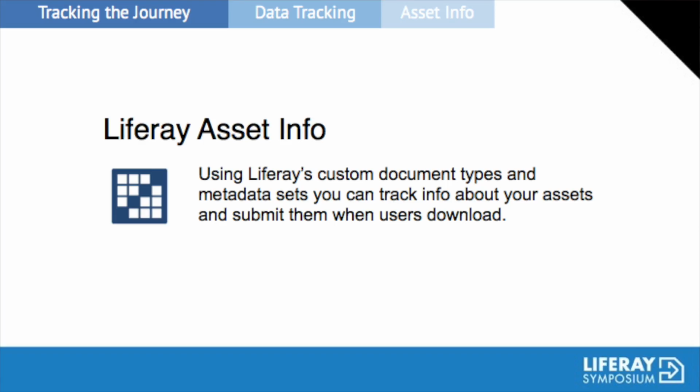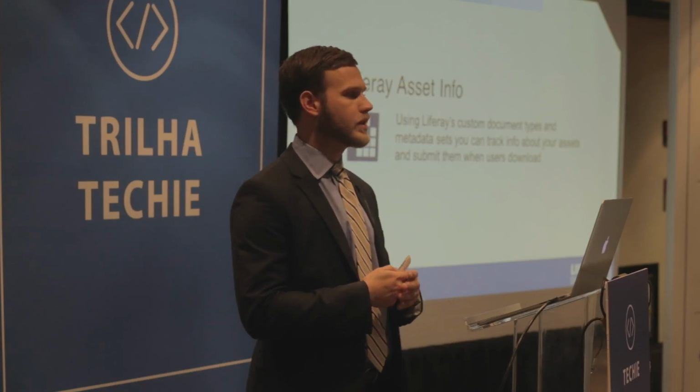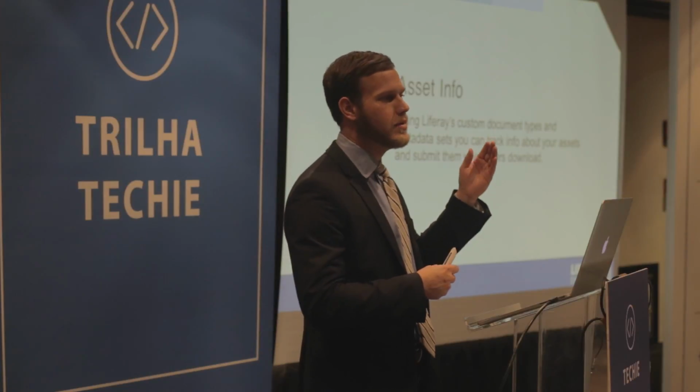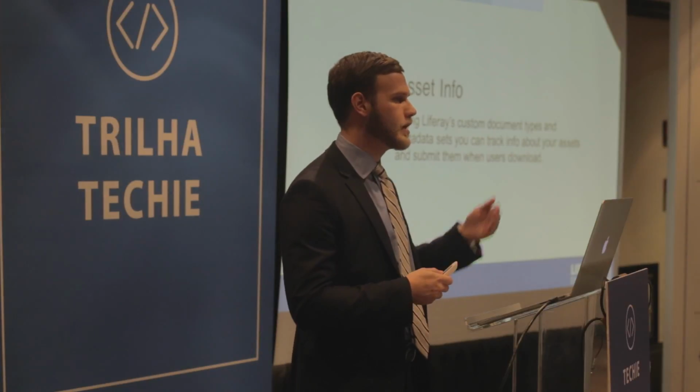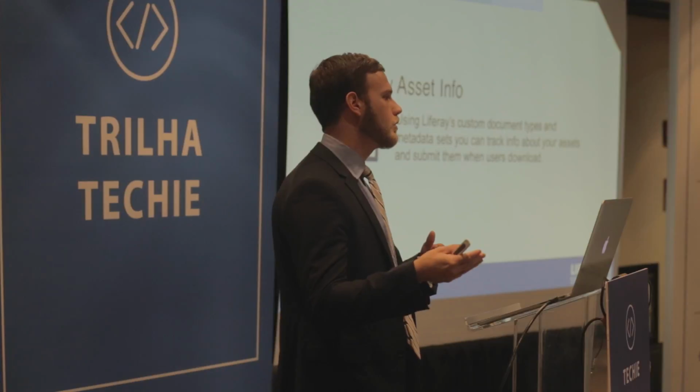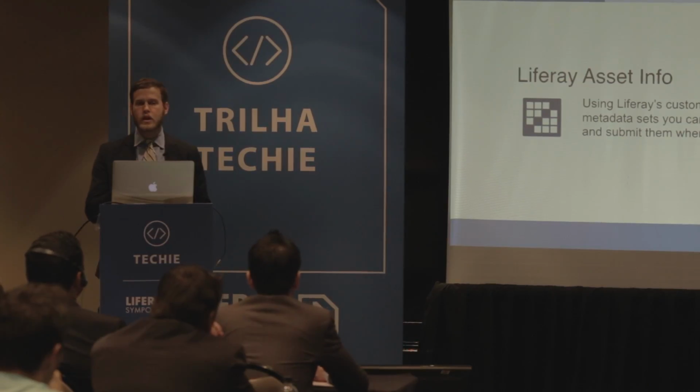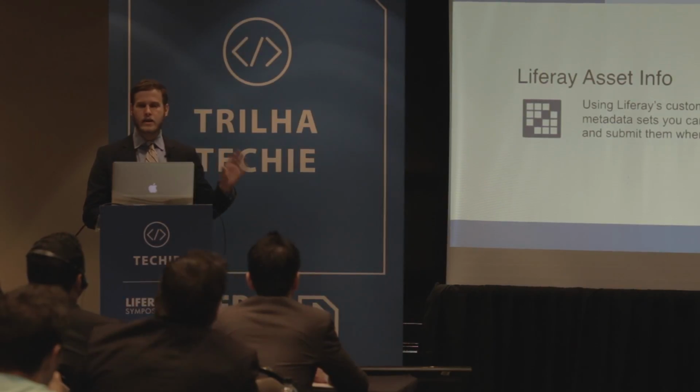So the first one is the asset info. If you haven't used it, it's basically you can add metadata to any sort of document type. For example, we have lots of white papers on liferay.com. We want to be able to categorize them and give them info so that when someone downloads it, we know, oh, this is a technical white paper from the automotive industry, right? So we can know that information that they're somewhat interested in those things because we've tagged those things that way.